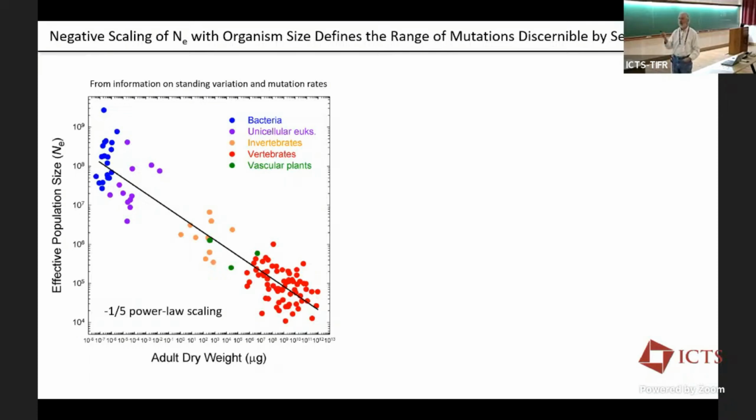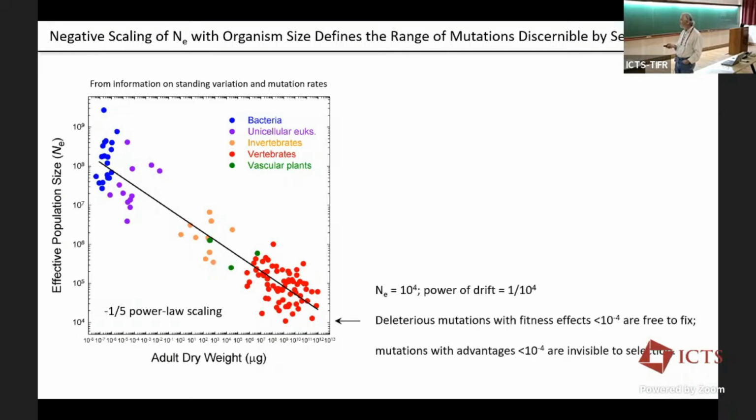This is connecting us back to the noise of the evolutionary process and the efficiency of selection. So if you happen to live way down here, which is where us crunchy things live, us vertebrates, your effective population size, let's say, is 10 to the 4th. And that means the power of drift is 10 to the -4. That means that any mutation with a selective advantage or disadvantage less than 10 to the -4 can't be easily perceived by natural selection. So those are mutations that can't be utilized by long-term selection.